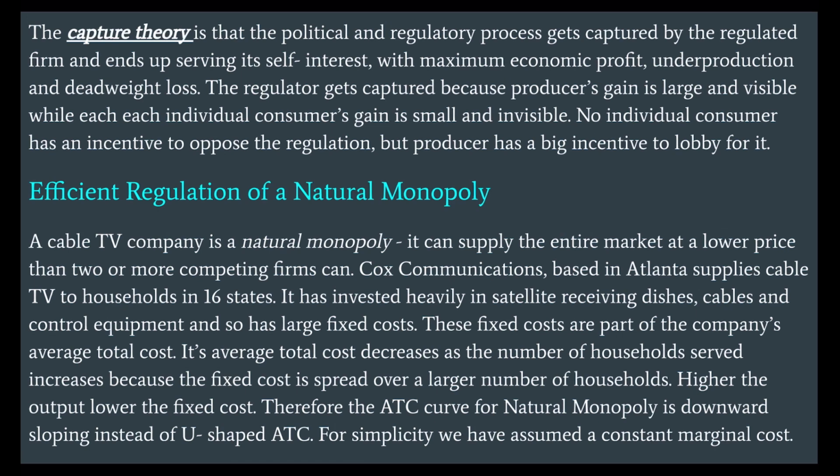These fixed costs are part of the company's average total cost. Its average total cost decreases as the number of households served increases because the fixed cost is spread over a large number of households. The higher the output, the lower the fixed cost per unit. Therefore, the ATC curve for a natural monopoly is downward sloping instead of a U-shaped ATC. For simplicity, we have assumed a constant marginal cost.